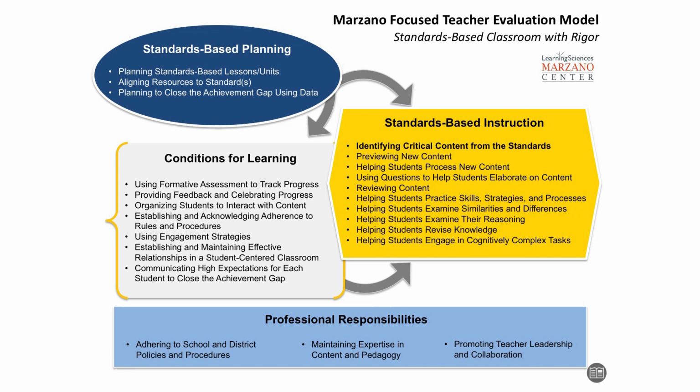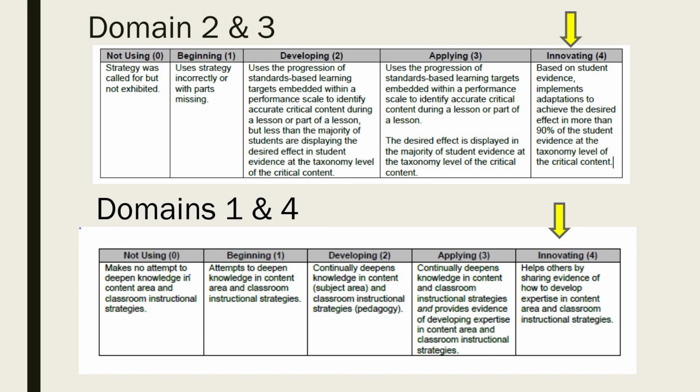We just reviewed the protocol and scale for the element identifying critical content from the standards in Domain 2, Standards-Based Instruction. When reviewing the protocols, you'll find that the rating scales in Domains 2 and 3 state that to receive innovating, greater than 90% of student evidence has been monitored and shows the desired effect. For Domains 1 and 4, the description for innovating changes from being student-focused to being teacher-focused.